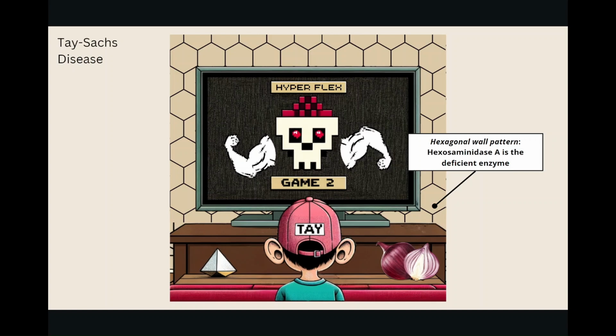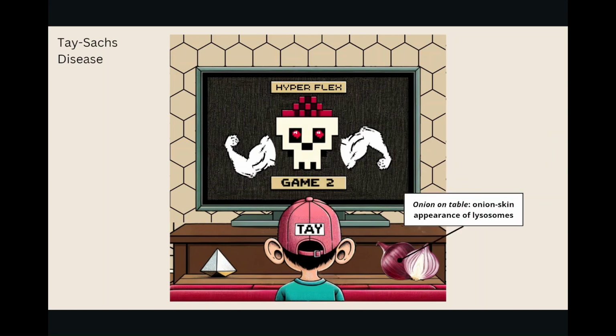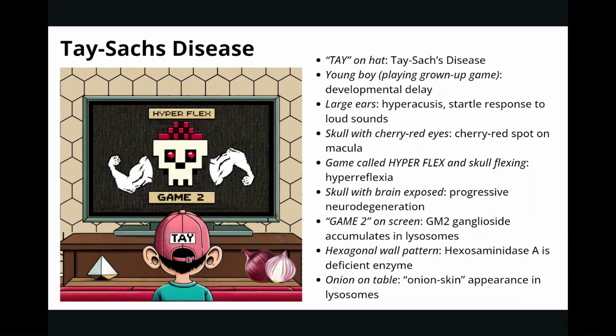Now, moving on to histology, look at those onions on the table. Tay may have little regard for ESRB game ratings, but he does not skimp out on his veggies. These onions signify the onion skin appearance of lysosomes on histology. You should look up a picture of this to familiarize yourself with it. So here's a summary slide covering all of these points. I hope that this first image helped you, and let's move on to our next visual mnemonic.